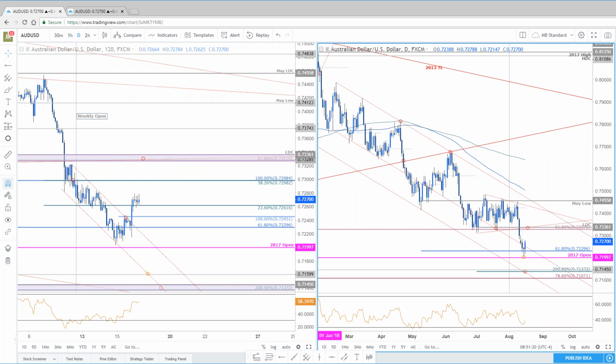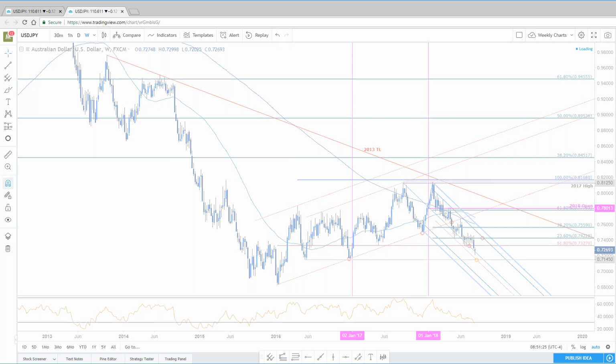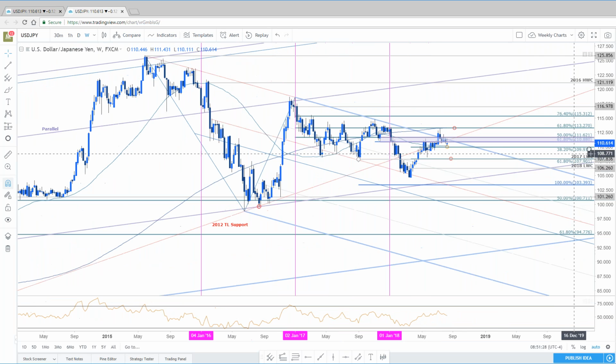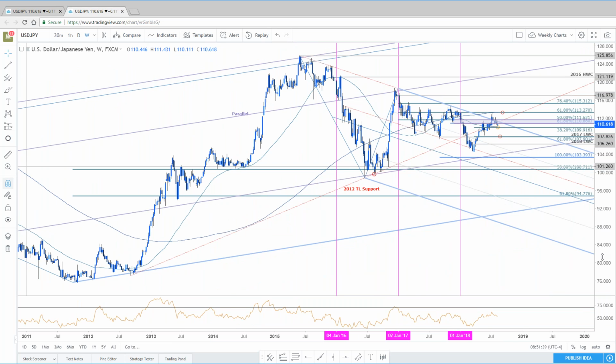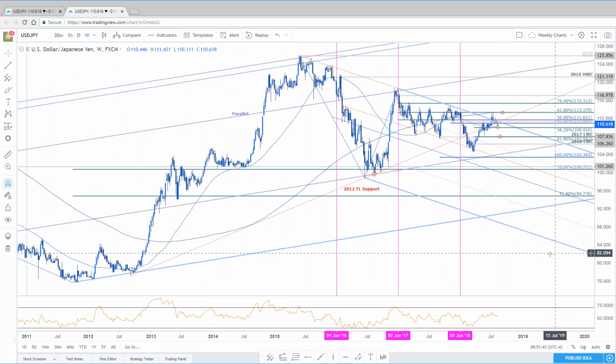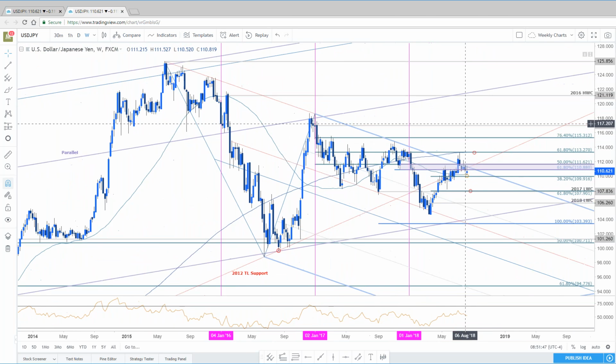Here's dollar yen. So dollar yen on the weekly chart has me still kind of looking for clarity. The weekly range has been pitiful, although the levels have actually not been too bad. Here's the weekly chart.